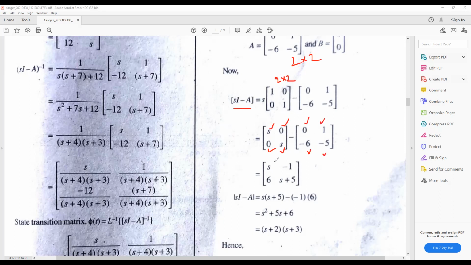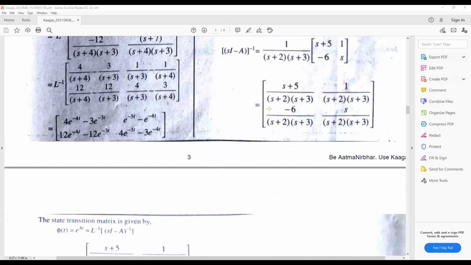So sI minus A is s, minus 1, 6, s plus 5. The determinant of sI minus A has the roots s plus 2, s plus 3. Hence, we get the (sI minus A) whole inverse.